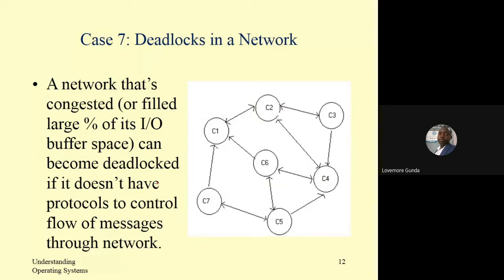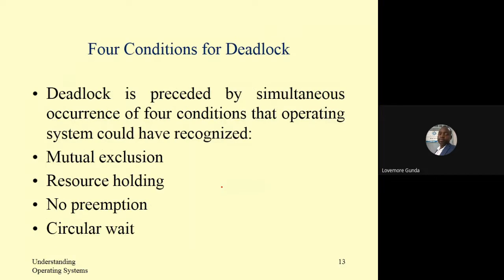Then in a network, there can be congestion, right? A network may have filled a larger percentage of input-output buffer space. It can become deadlocked if it doesn't have protocols to control the flow of messages through the network. So let's say the buffer for C6 becomes larger and filled, yet you wanted to maybe have access through that to C1, then it means this cannot proceed. If this one also needs access through C4, C4 is blocked by C6, then C4 automatically blocks C5, right? And so on and so on. That happens in the network.